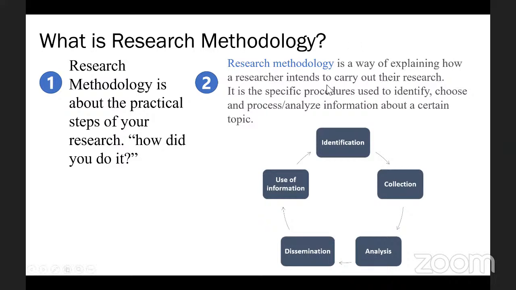Or in other ways, we can say that research methodology is a way of explaining how a researcher intends to carry out their research. So the whole process of carrying out the research is based on the research methodology. It is the specific procedure used to identify, choose, process, and analyze information about a certain topic, right? So first of all, for carrying out the research, the first step is to identify something, which I have explained in this figure. The first one is identification. Identification of the problem is very important for research.